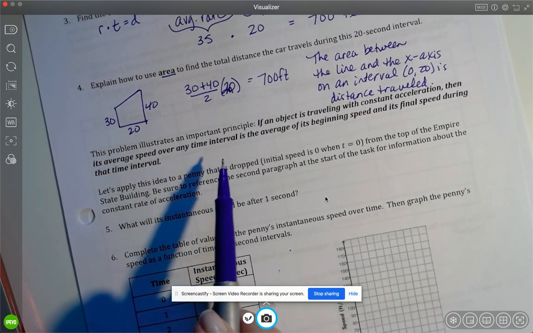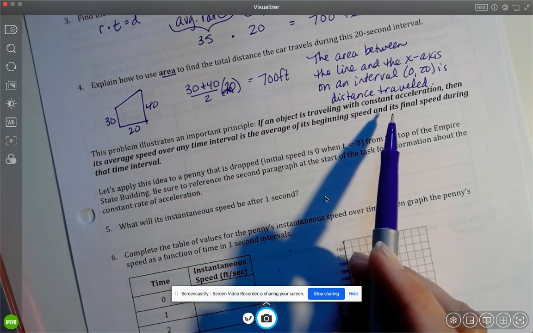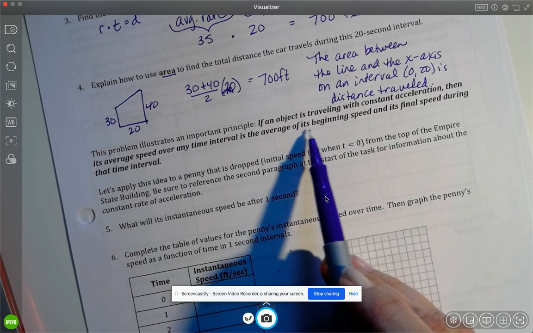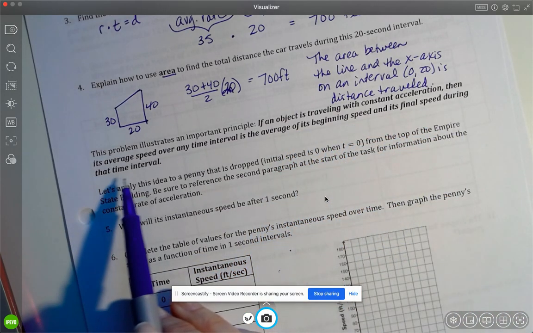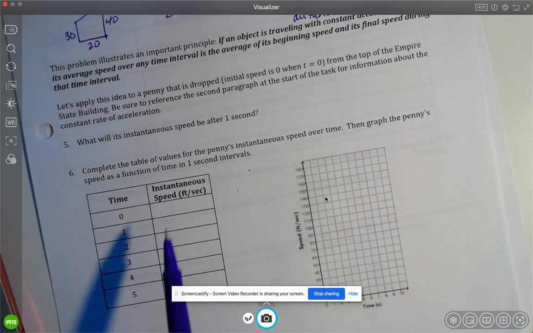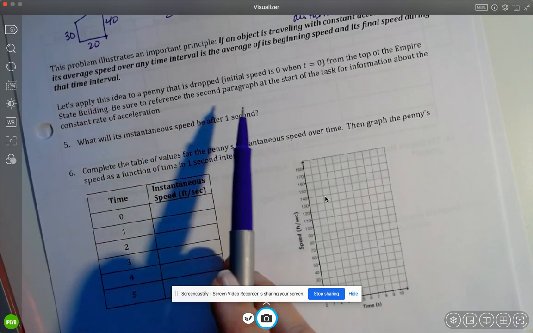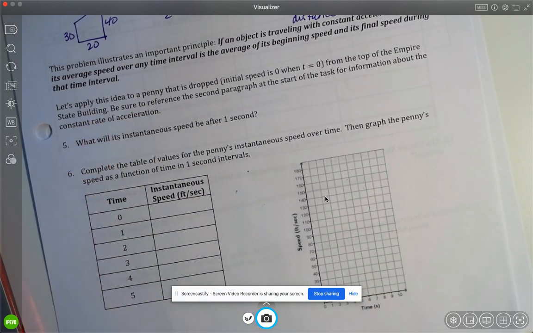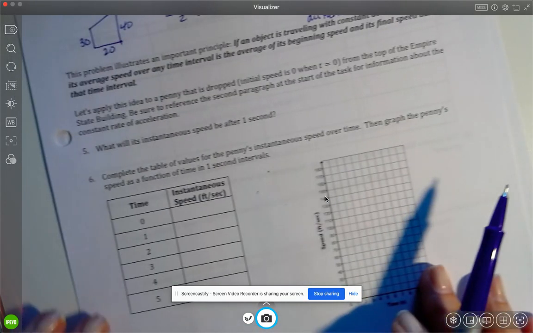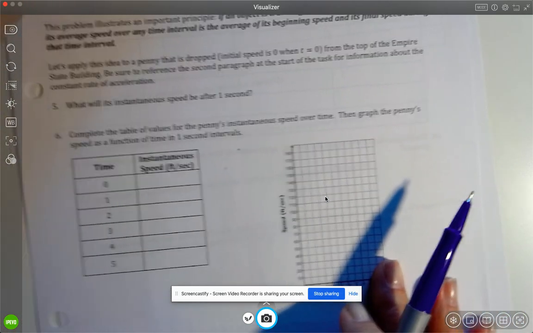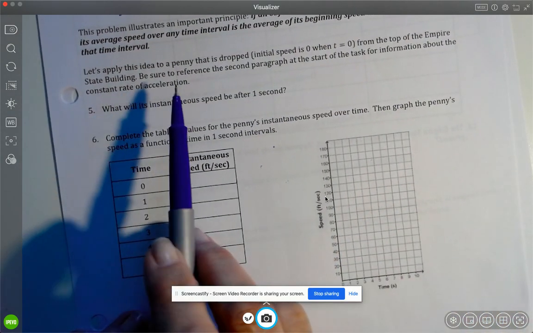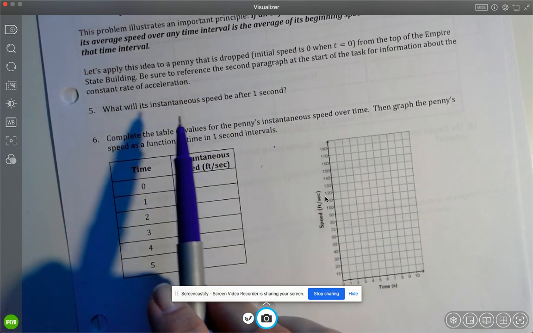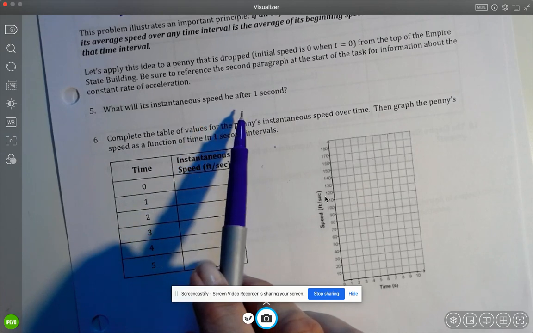If an object is traveling with constant acceleration, then its average speed over any time interval is the average of its beginning speed and its final speed during that time interval. So let's apply this idea to a penny that's dropped from the top of the Empire State Building. The initial speed is 0 when t equals 0, meaning it's falling from a still place. It's not being thrown or with force. Just dropped. Be sure to reference the second paragraph at the start of the task for information about the constant rate of acceleration. So what will its instantaneous speed be after 1 second?